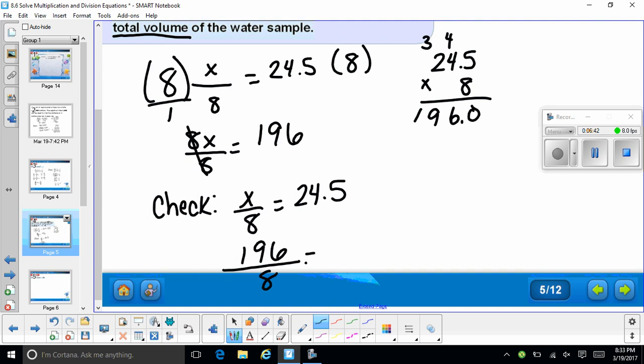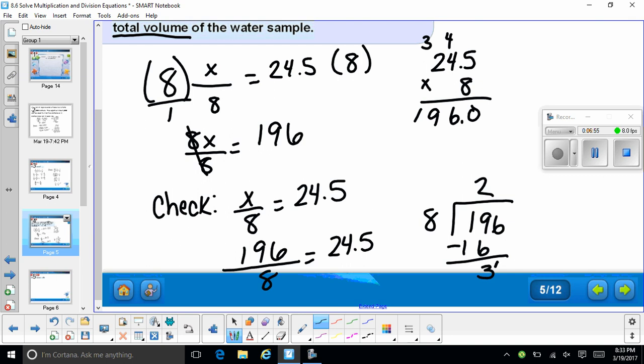196 divided by 8. I'm going to show my work off to the side. Add a 0. And my answer does work out. 24.5 equals 24.5.